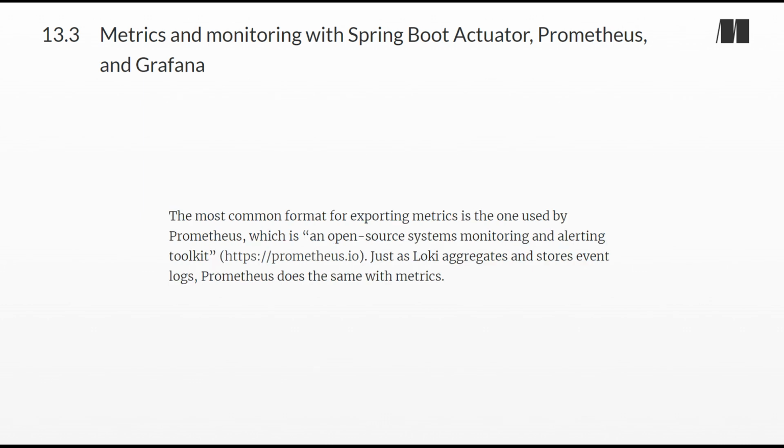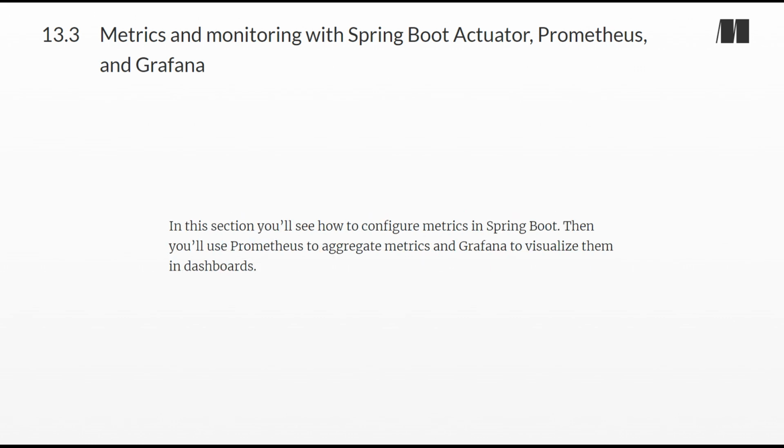The most common format for exporting metrics is the one used by Prometheus, which is an open-source systems monitoring and alerting toolkit, Prometheus.io. Just as Loki aggregates and stores event logs, Prometheus does the same with metrics. In this section, you'll see how to configure metrics in Spring Boot. Then you'll use Prometheus to aggregate metrics and Grafana to visualize them in dashboards.